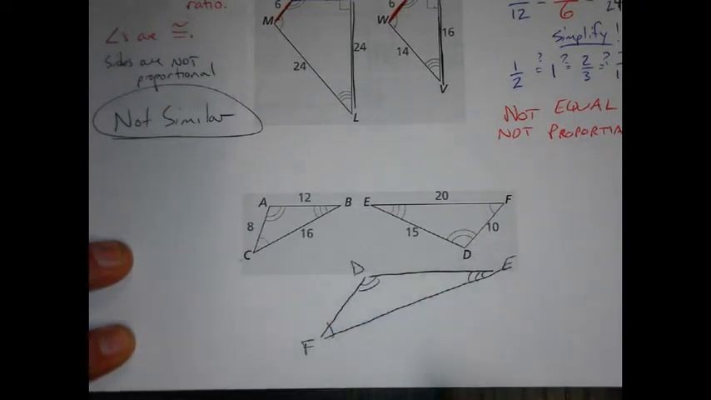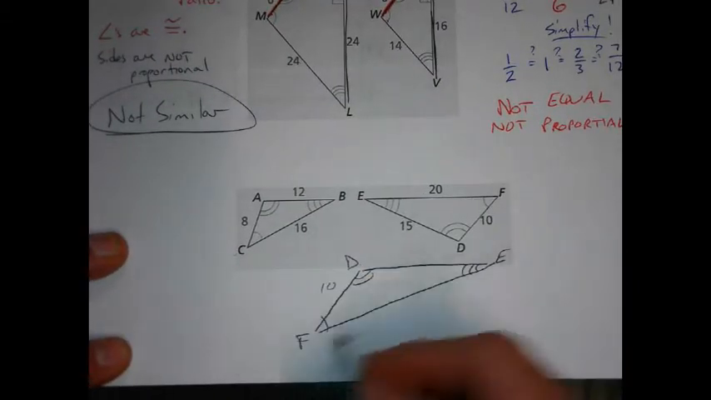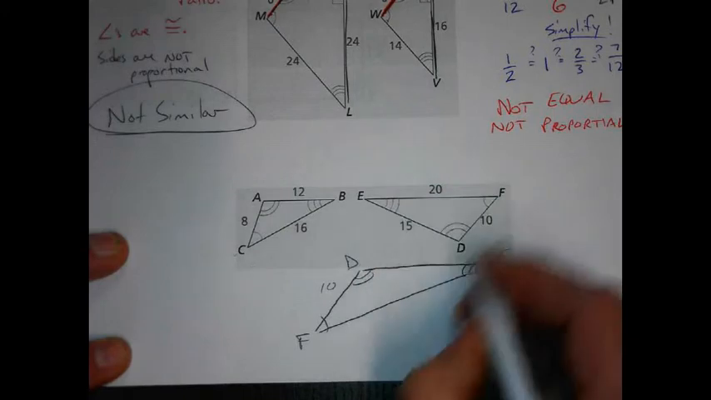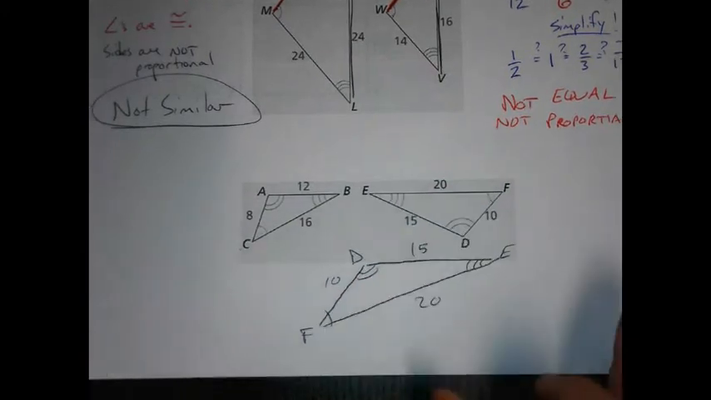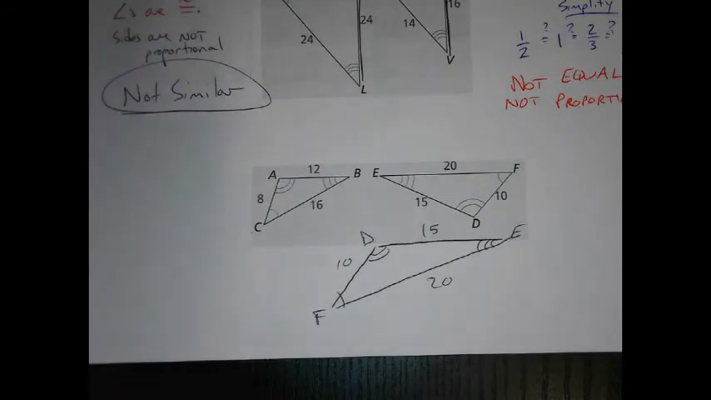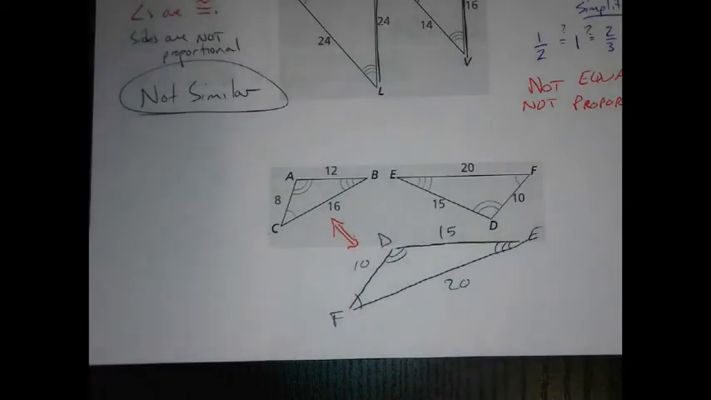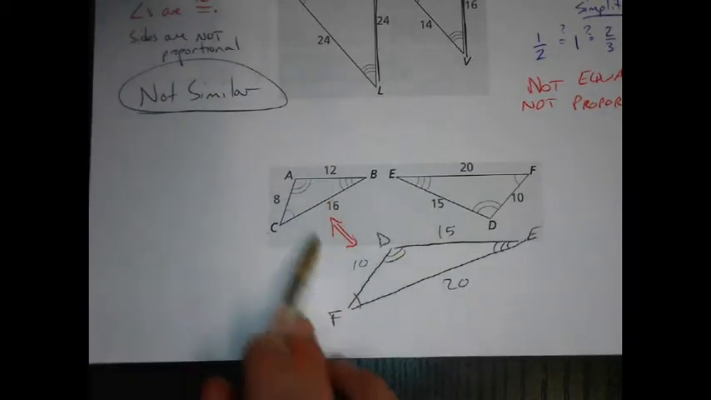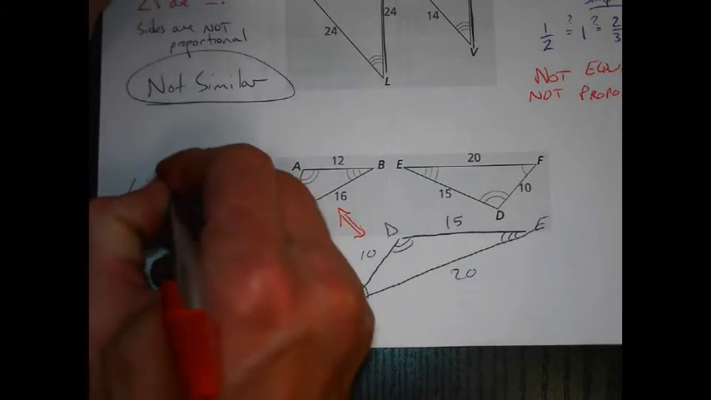Okay, so now what I'm going to do is relabel everything. From D to F is 10. From F to E is 20, and from D to E is 15. So that way I can tell similarity a little bit easier. So now I can look at these two triangles to help answer the questions. Do we have congruent angles? Angle A, angle D, angle C, angle F, angle B, angle E. Yes, angles are congruent, so we're good.